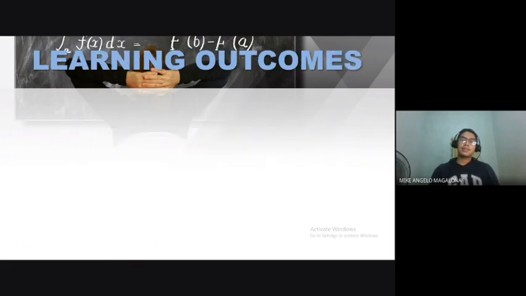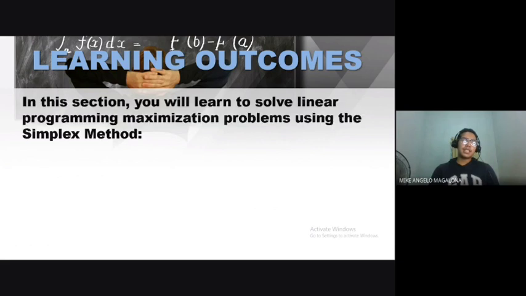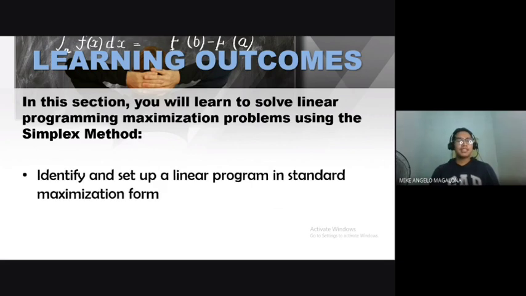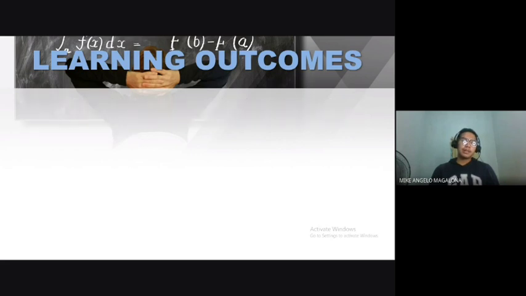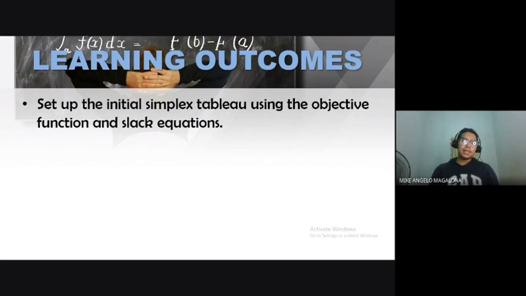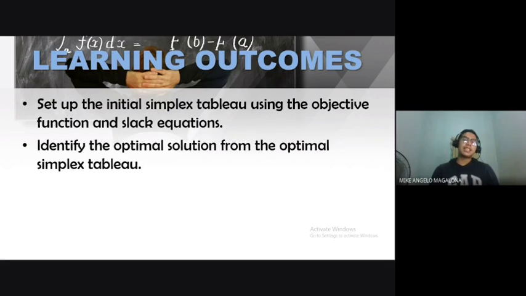Our learning outcomes for this topic are: in this section, you will learn to solve linear programming maximization problems using the simplex method. First, identify and set up a linear program in standard maximization form. Second, convert inequality constraints to equations using slack variables. Third, set up the initial simplex tableau using the objective function and slack equations. Lastly, identify the optimal solution from the optimal simplex tableau.